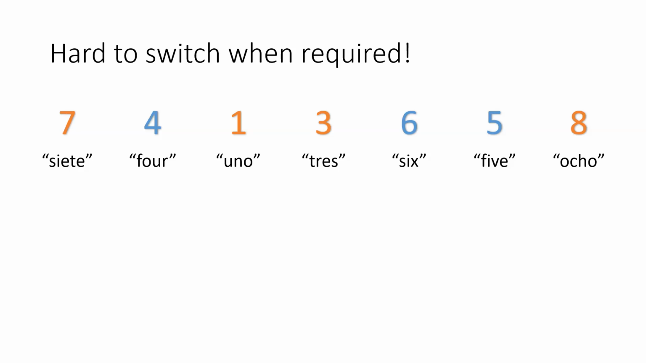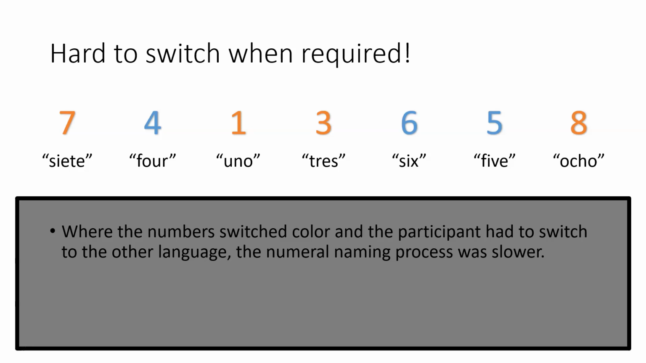The principle here, and the major finding from this study, was that where the numbers switched color, and the participant therefore had to switch to the other language, the numeral naming process was slower. So right here, between the blue and the orange, it was harder for participants to switch from one language to the next and name this number uno, even though the participants were fluent in both languages. We would see the same thing here, where they were switching back from Spanish again to English, and from English again to Spanish. So in those transitional periods, it was harder to switch languages.